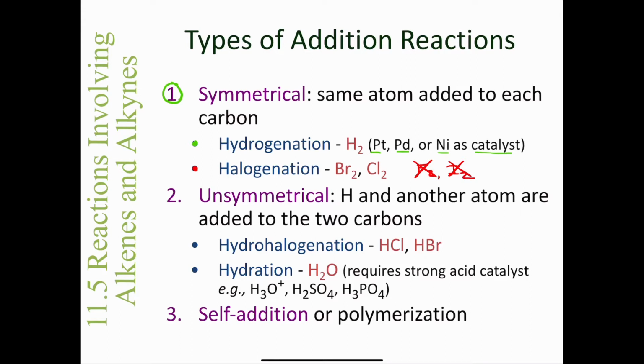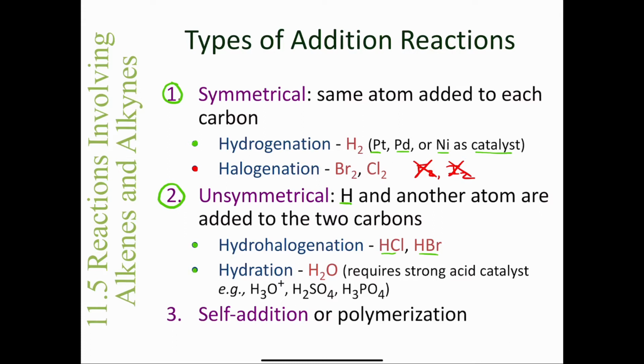Next, we have unsymmetrical additions. This is where we add hydrogen and another atom to the two carbons. The two examples we're interested in this class are hydrohalogenation. This is where we add a hydrogen and a chlorine or a hydrogen and a bromine, and we do that using HCl or HBr.